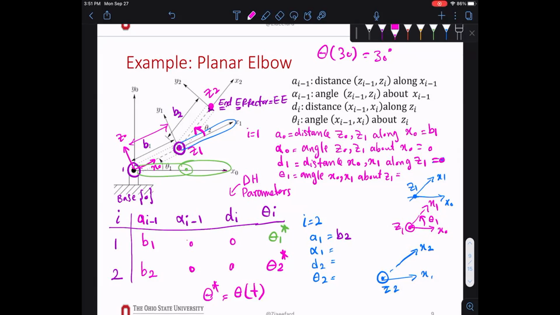Which one? This one, right? So for i equal 2, alpha 2 minus 1 is alpha 1, right? So alpha 1 is the angle between Z1 and Z2. Z2 is pointing out from the plane. Z1 is pointing out of the plane. They're parallel. What's the angle between the parallel lines? 0.